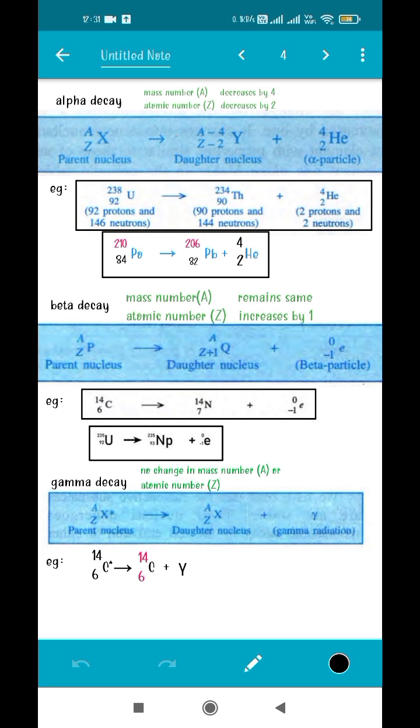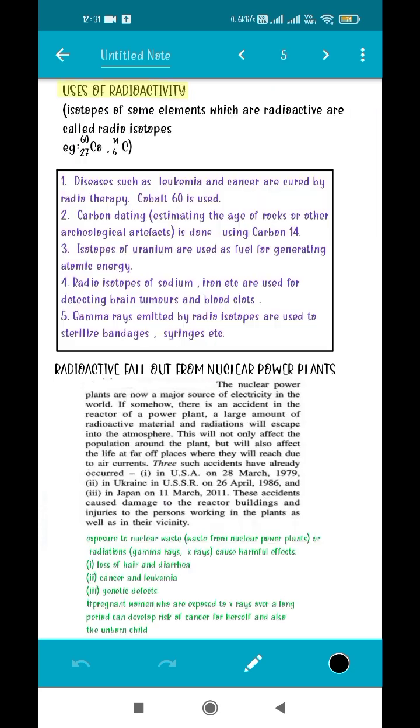Now for gamma decay, no change occurs, only the excited nucleus converts into a stable nucleus. The star mark, as you can see, is for the excited nucleus, but later when a gamma particle is removed, it becomes stable. So there is no change in the atomic number and no change in the mass number, as you can see in the example itself.